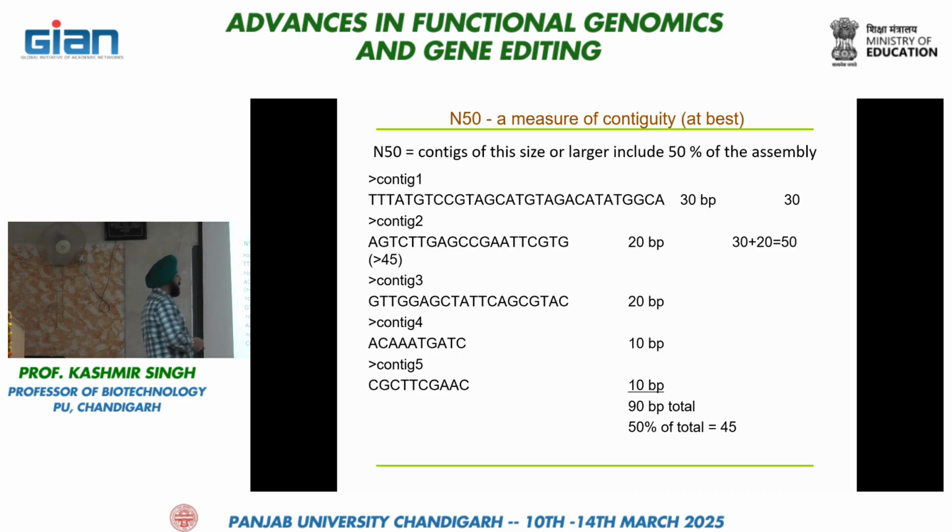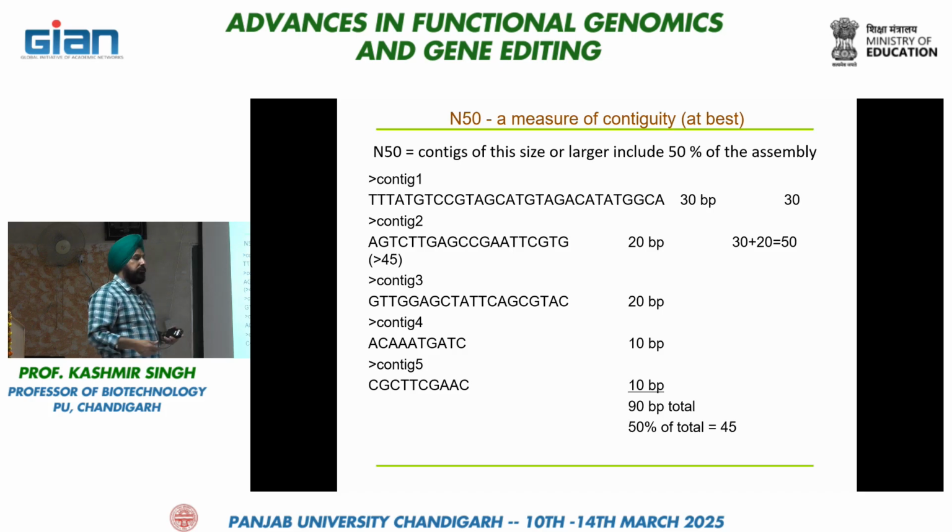So the N50 measure basically tells you how good your assembly is. Half of the sequences are above the N50 value, and half are below. Last time we discussed that if you have 50,000 sequences and the N50 value is 1 KB, that means 25,000 sequences are more than 1 KB, and 25,000 are less than 1 KB.